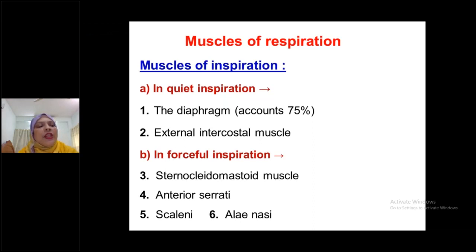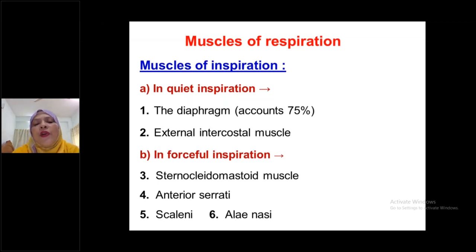Now, what is the role of the diaphragm? The diaphragm pulls the lower surfaces of the lungs downwards. It accounts for 75%. Because during inspiration, the diaphragm contracts and the lung becomes expanded. When we breathe in, the lung is expanded, the rib cage is elevated, and the diaphragm contracts. So what is the role of the diaphragm here? It pulls the lower surfaces of the lungs downwards.